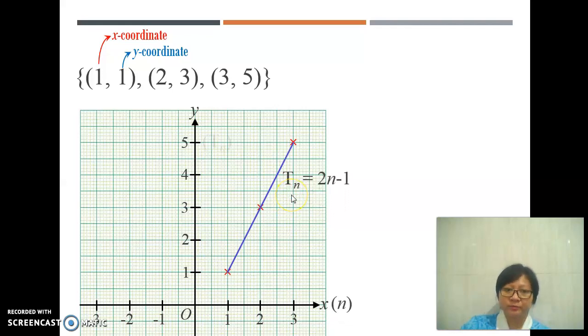Don't forget to label. You need to label the y-axis as the nth term and the x-axis as n, or the position number, to match the equation here. This is why we call arithmetic sequences linear functions.